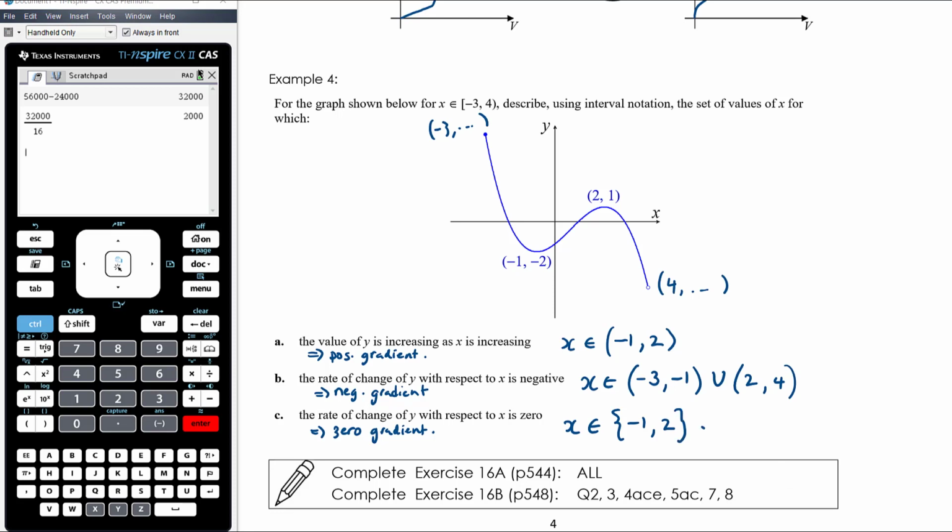All right. Okay, so the work today is from exercise 16A and 16B. Again, this is really just about developing that familiarity and that sense of understanding about gradient, how gradient connects to the original graph, what the graph of the gradient might look like, whether the gradient is changing at a constant or a non-constant rate, etc. So questions there from exercise 16A and 16B.